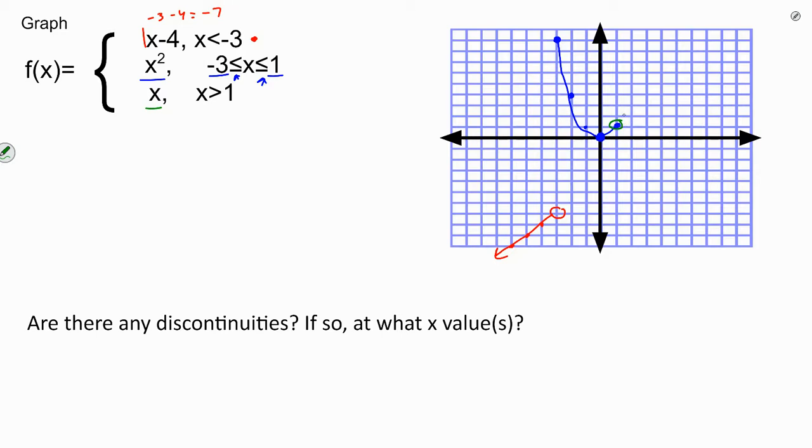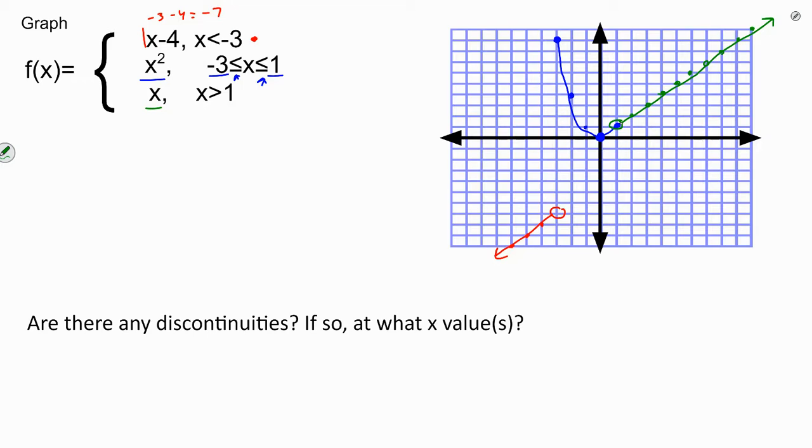So next, I plot the rest. So it's a slope of 1 because it's just 1x. So I go up 1 over 1 all the way to the top. And let's connect it. So it looks like this. So there's my piecewise function.